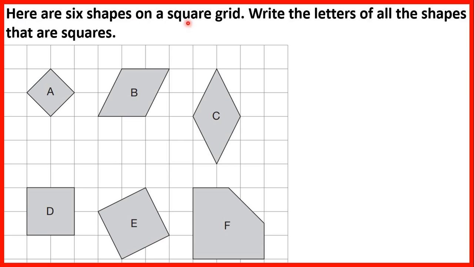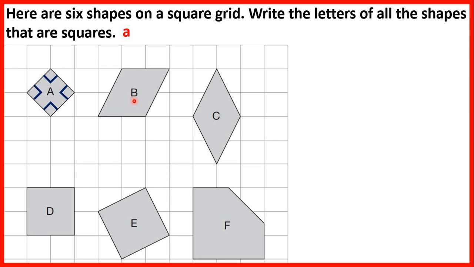Here are 6 shapes on a square grid. Write the letters of all the shapes that are squares. So we need to remember that with squares, all the sides are the same length, and all of the angles are right angles. So for shape A, we can see that we have right angles in the corners and sides of the same length. So that means shape A is a square.